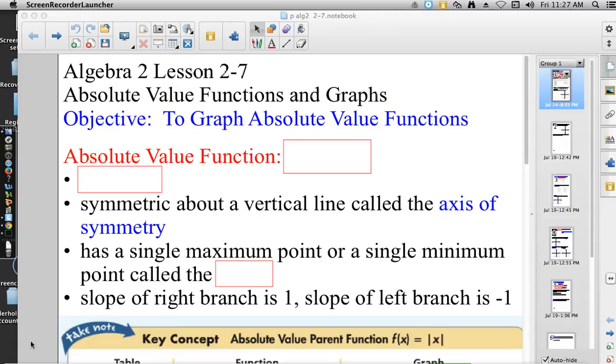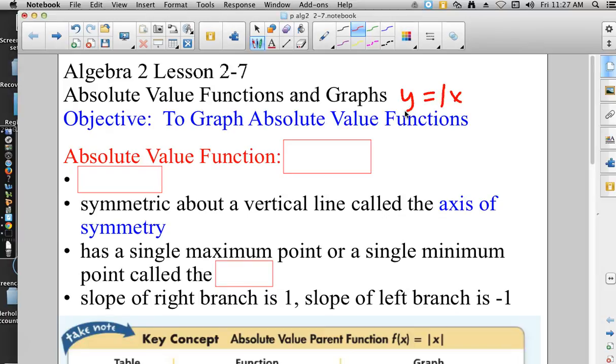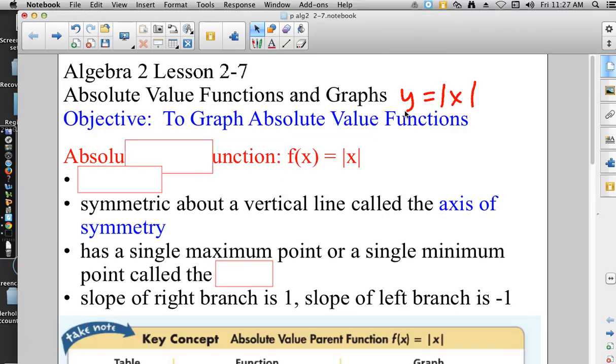Absolute value functions and graphs. We're going to graph absolute value. And I want to remind everybody that when we're talking parent functions, that's the most basic absolute value function we can get. No bells and whistles. Doesn't have any numbers in front, doesn't have any numbers in back, doesn't have anything tacked inside the absolute value. So our objective is to graph those absolute value functions.